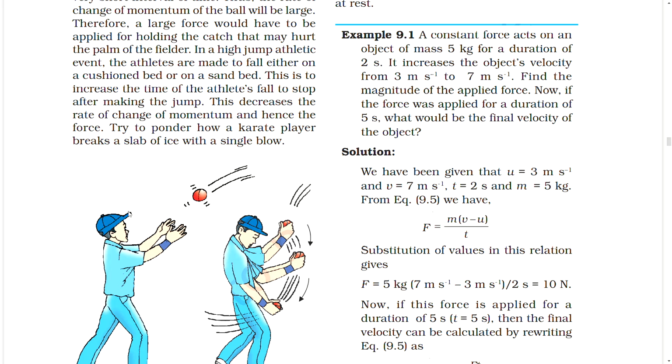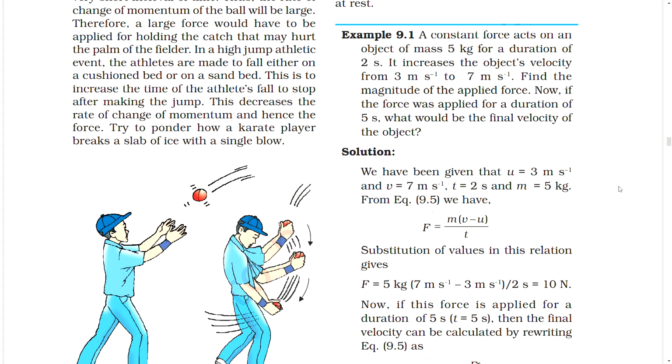Solution. We have been given that u equals 3 meter per second, v equals 7 meter per second, t equals 2 seconds and m equals 5 kg. From the equation we have F equals m times (v minus u) by t. Substitution of values in this relation gives F equals 5 kg times (7 meter per second minus 3 meter per second) by 2 seconds, equals 10 Newton.